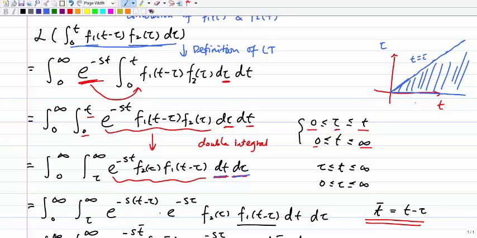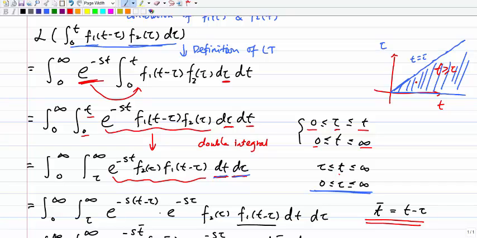If I integrate over the same region, starting with tau, tau can be 0 to infinity, because tau starts at 0, and as t goes to infinity, tau can also go to infinity. So tau goes from 0 to infinity. Now t has to be greater than tau. In this region, t has to be greater than or equal to tau, because this line is t equal to tau. For this point, for example, t is larger than tau. So this is t greater than or equal to tau.